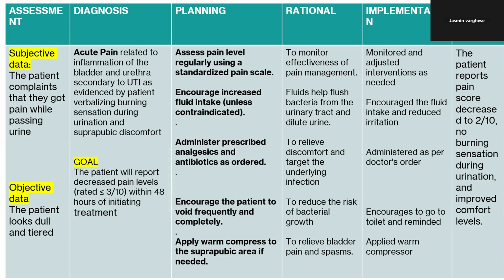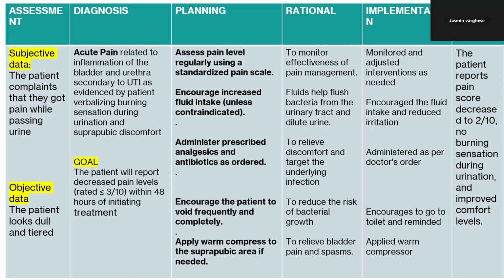So first we will see assessment for acute pain. Assessment. What is subjective data? What the patient says about the condition. The patient complains that they got pain while passing urine. And the objective data is the patient looks very dull and tired. So this is the subjective data and objective data. That means what the patient says about the condition and what you have observed as a nurse.